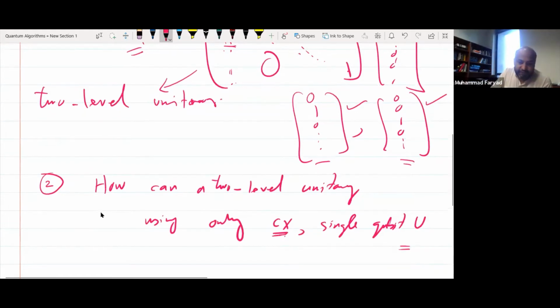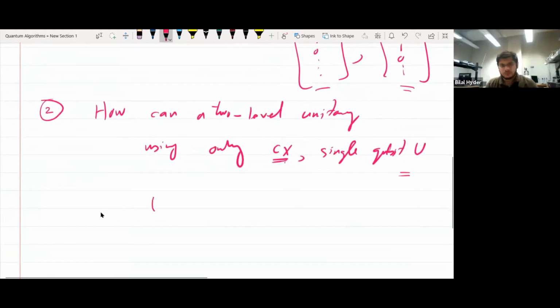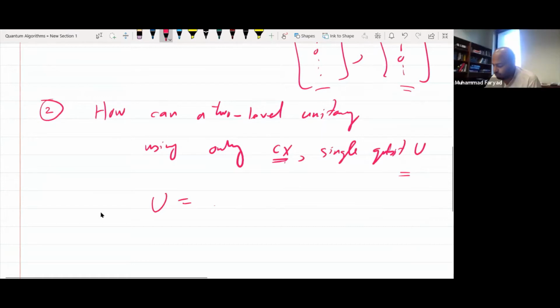And if you remember, we have already shown that this single qubit U can be written using a combination of rotations. I think we showed for X and Z, but actually in reality, it can be shown that any 2 different directions can be used to represent these unitaries.